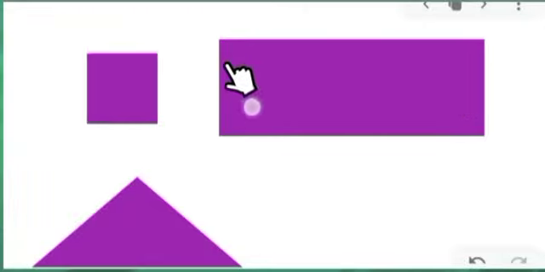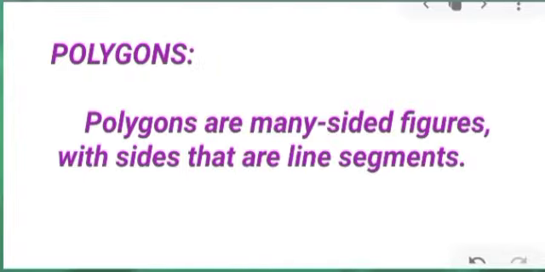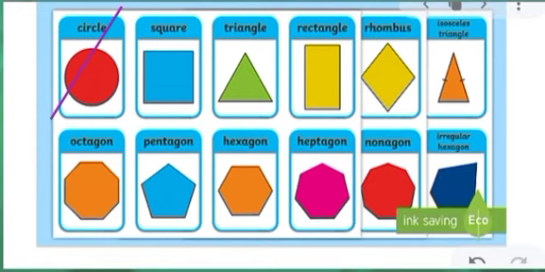It is a closed figure and this is called polygons. Some polygons are given here. 4-sided, it's a square, triangle with the number of sides. With the number of sides, we can name the figure. Here 8 sides are there. So we can say it's an octagon.